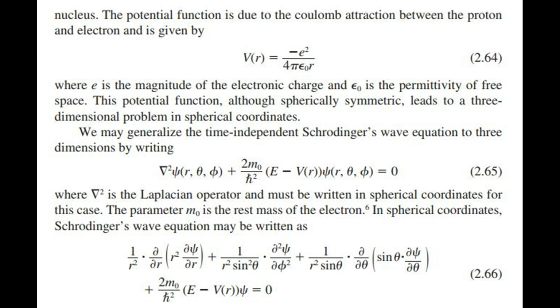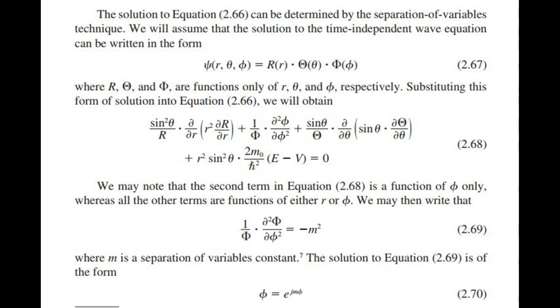This potential function, although spherically symmetric, leads to a three-dimensional problem in spherical coordinates. We may generalize the time-independent Schrödinger's wave equation to 3 dimensions by writing where ∇² is the Laplacian operator and must be written in spherical coordinates for this case. The parameter m0 is the rest mass of the electron. In spherical coordinates, Schrödinger's wave equation may be written as the solution to equation 2.66 can be determined by the separation of variables technique.